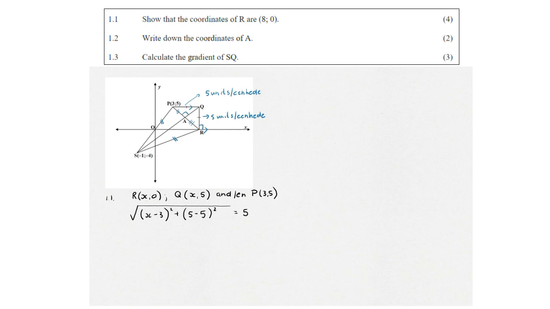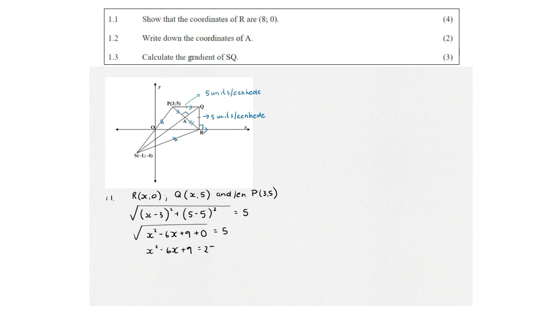So we then write the square root of (x minus 3) squared plus (5 minus 5) squared is equal to 5. And now we can simplify what is under the square root. (x minus 3) squared will be equal to x squared minus 6x plus 9. (5 minus 5) squared is equal to 0 squared. And now we need to solve this equation. So we square both sides of the equation. That gives us x squared minus 6x plus 9 equals 25.